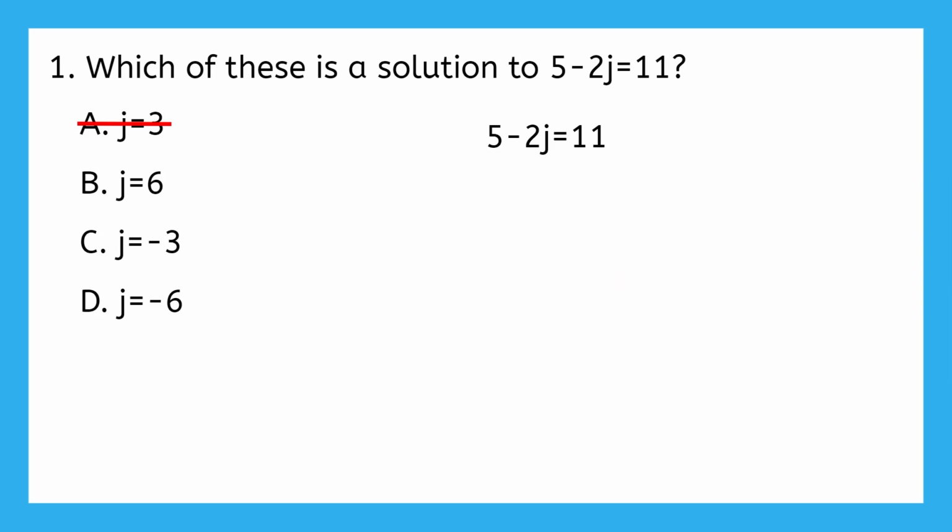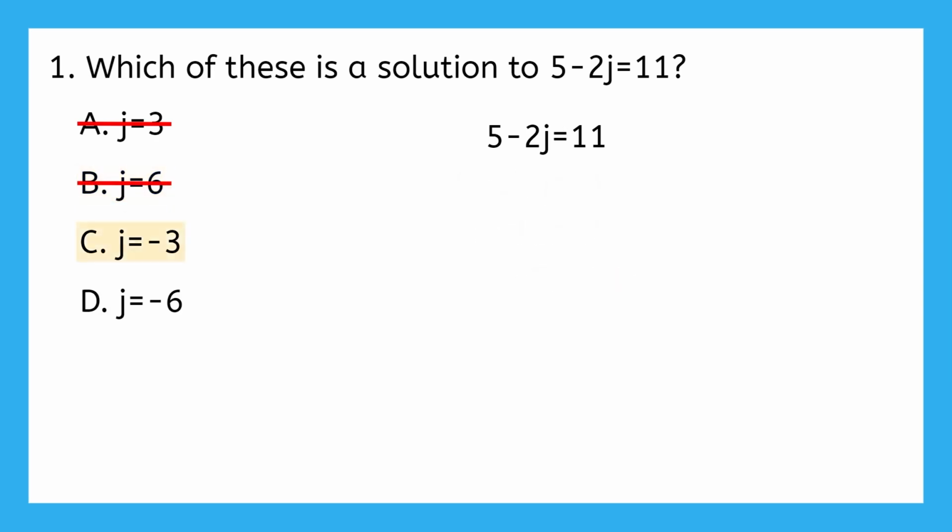If you were stuck before, pause the video here and give this another try on your own now that we've done one together. Next, I'll try to substitute 6 for j, which gives me 5 minus 2 times 6 equals 11. Using the order of operations, I'll multiply first, and then subtract, to get negative 7 equals 11. That's also not true, so 6 can't be the solution either.